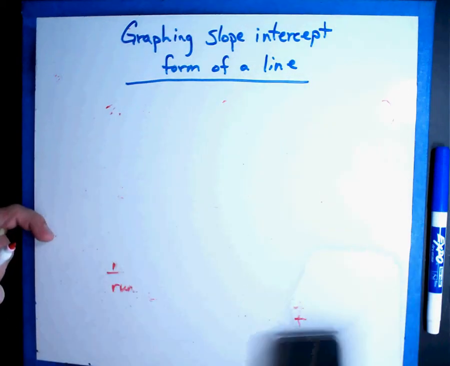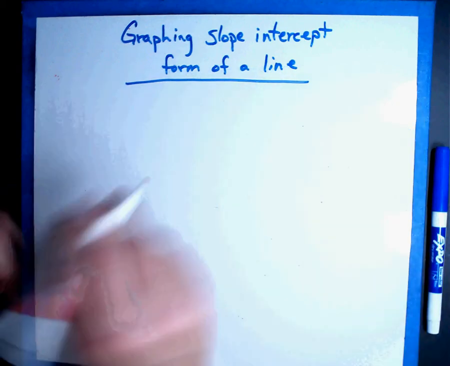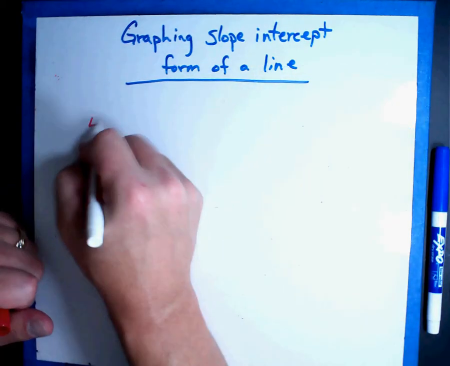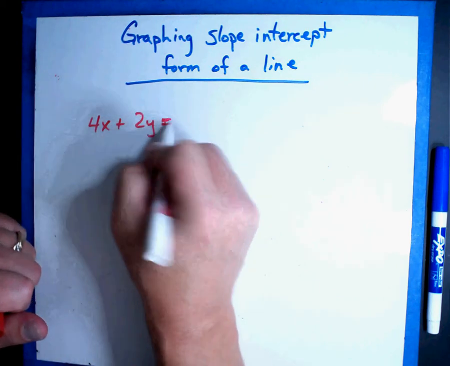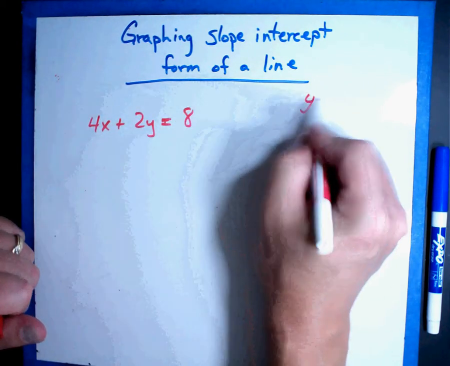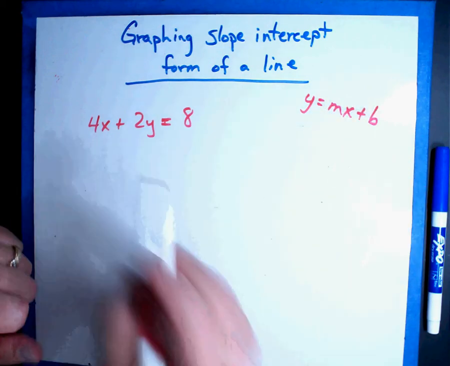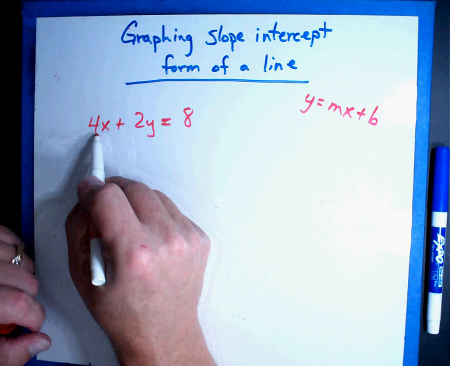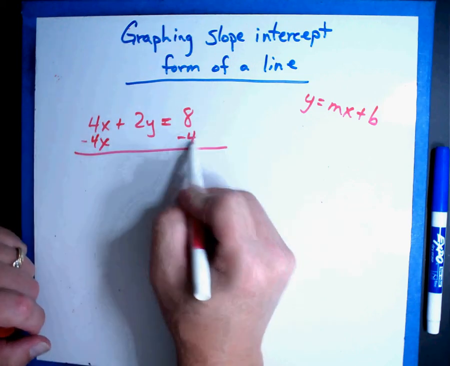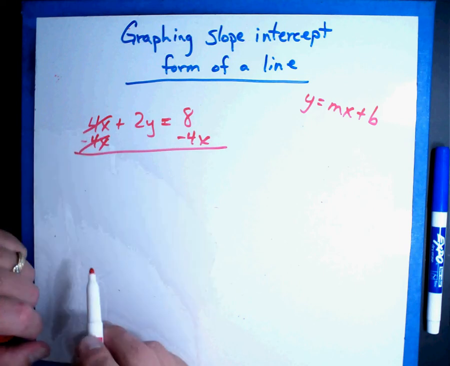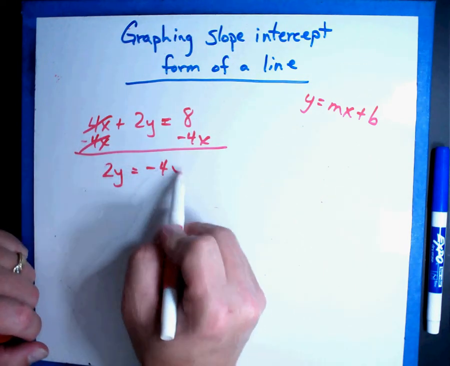Just take some time, one skill at a time. Let's do one like this: 4x plus 2y equals 8. Remember, it's got to be in y equals mx plus b. All right, we got to fix it. So I got to move this over here. So I'm going to subtract 4x. I have to do that on both sides. Now it's gone. So 2y equals negative 4x plus 8.